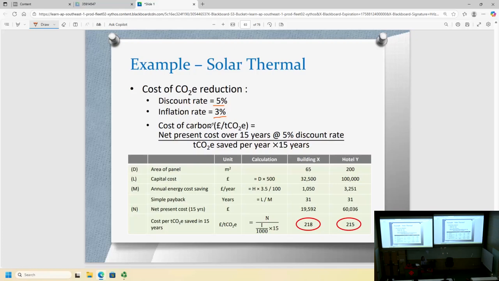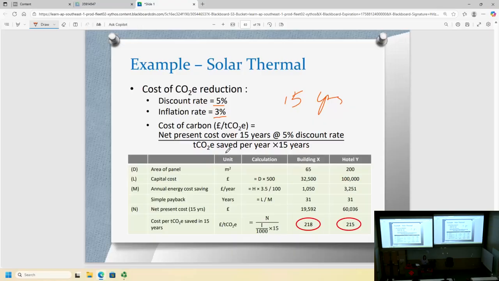And the cost of the carbon for every ton of carbon dioxide reduction will equal to, and we are assuming a time span of 15 years, the net present cost divided by the total carbon dioxide reduction after 15 years. This would be the cost of every ton of carbon dioxide reduction.